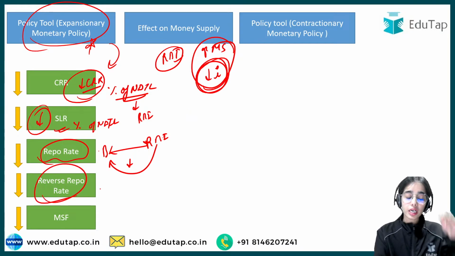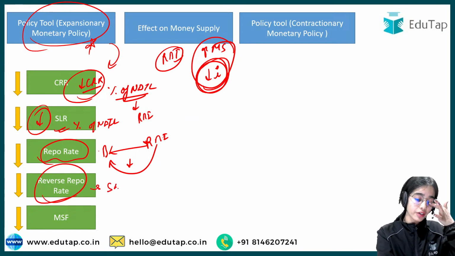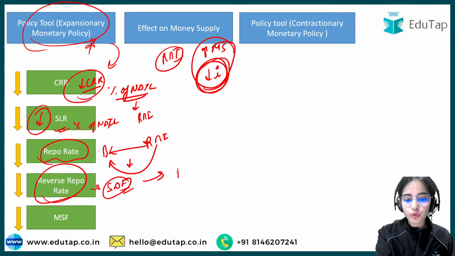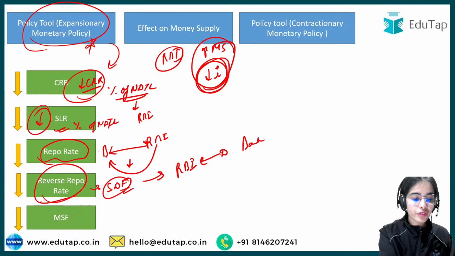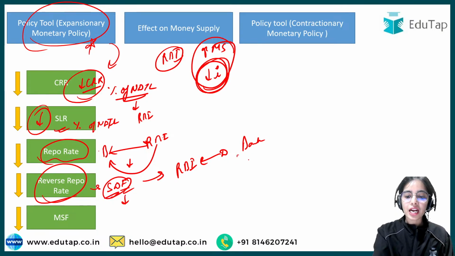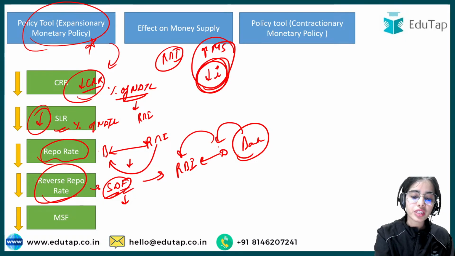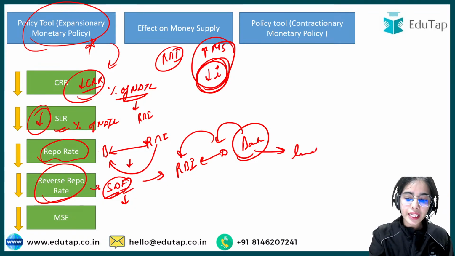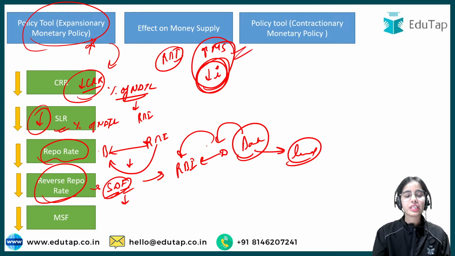Instead of the reverse repo rate, now SDF is more used. That is the standing deposit facility, through which the Reserve Bank of India takes deposits from the banks. If the SDF rate is decreased, that means banks will not want to deposit with the RBI because they are getting a very low rate. So they would rather lend to the public, and the money supply can be increased in the economy.